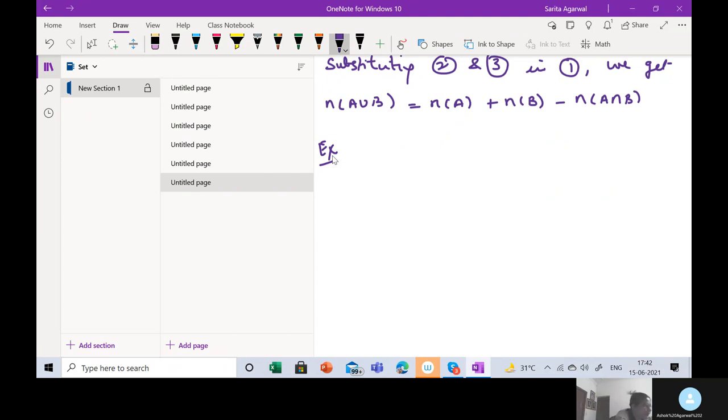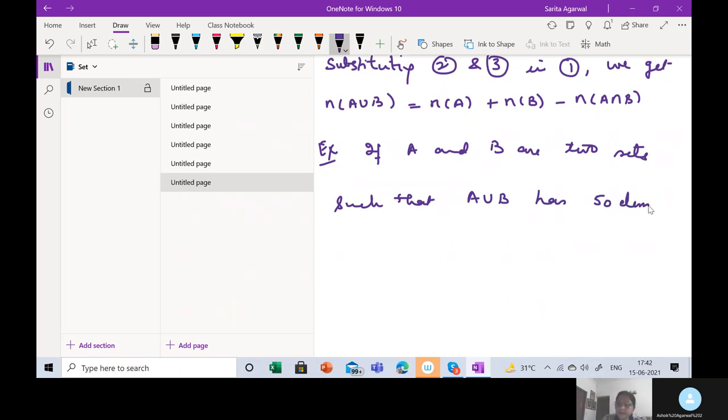If A and B are two sets such that A union B has 50 elements, in which A has 28 elements and B has 32 elements.